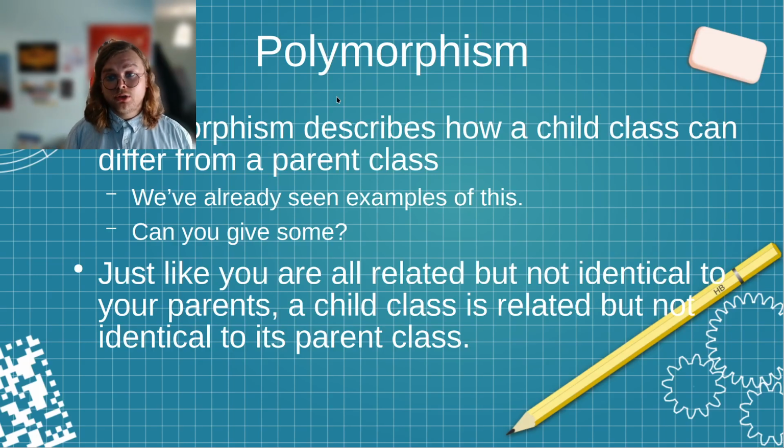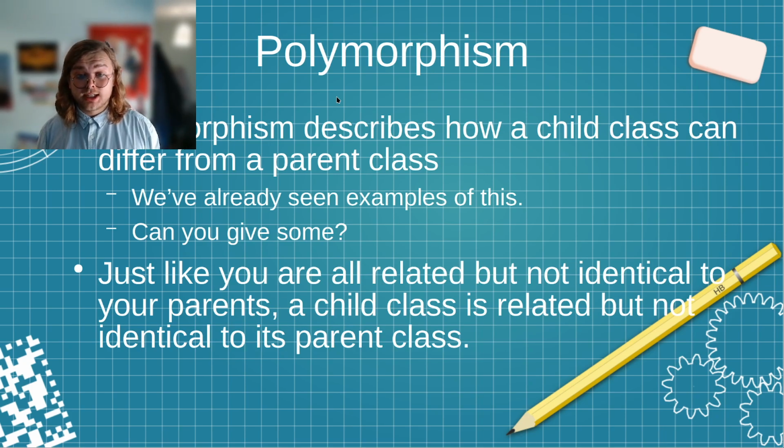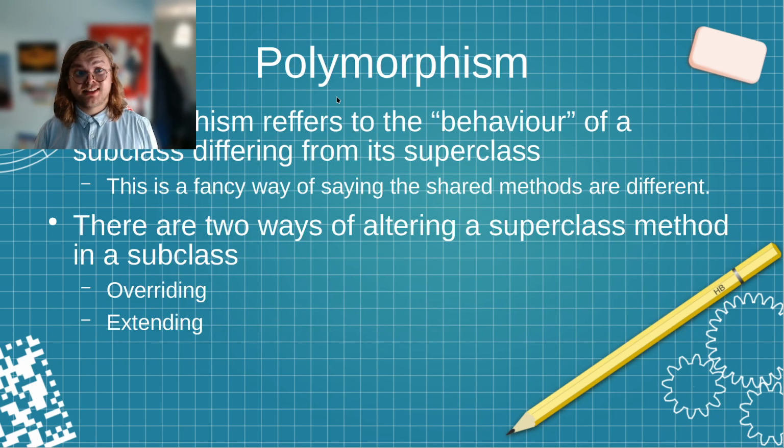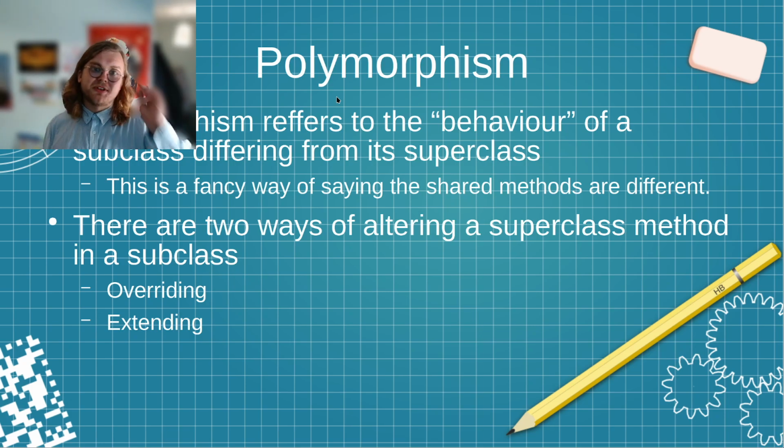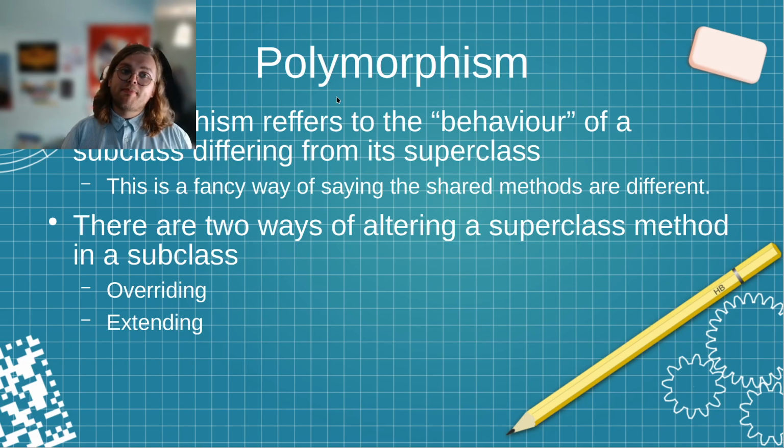So just like you're all related but not identical to your parents, a child class is related but not identical to its parent class. So polymorphism refers not so much to the attributes but to the behaviour of a subclass differing from its superclass. So this is a fancy way of saying that the shared methods are different.